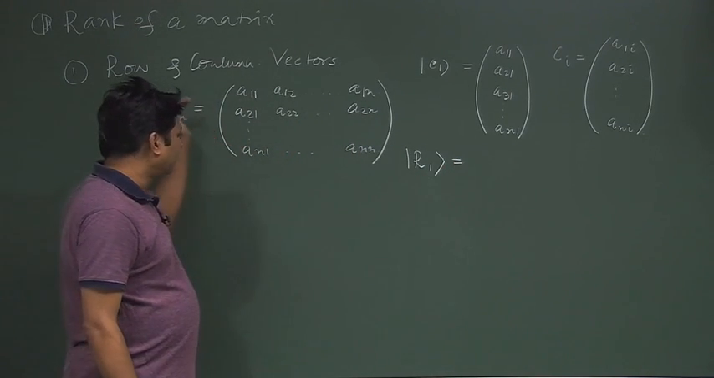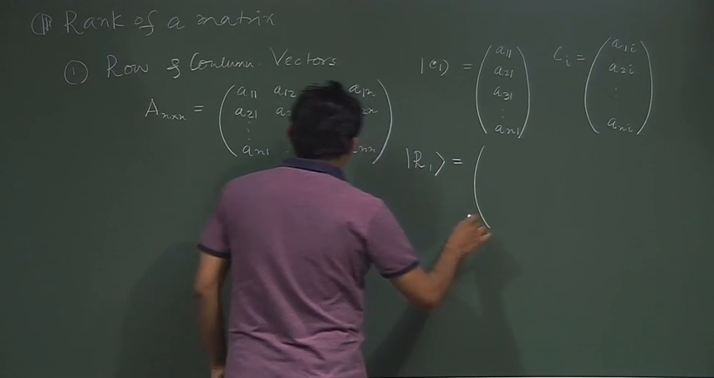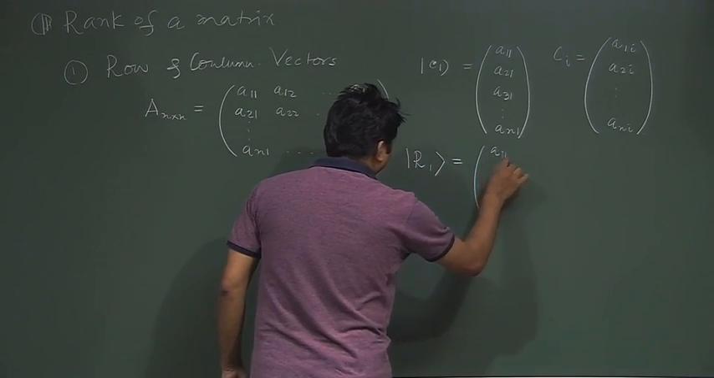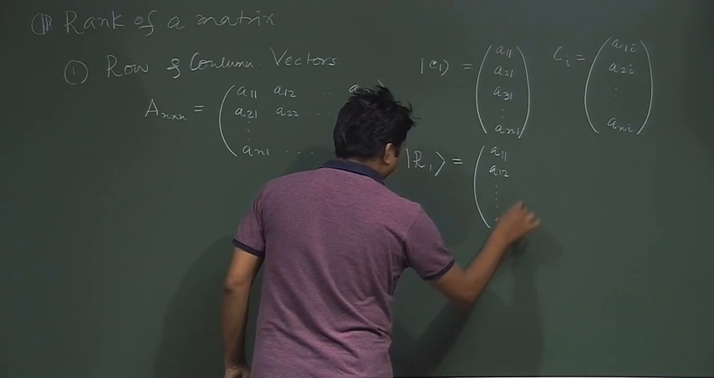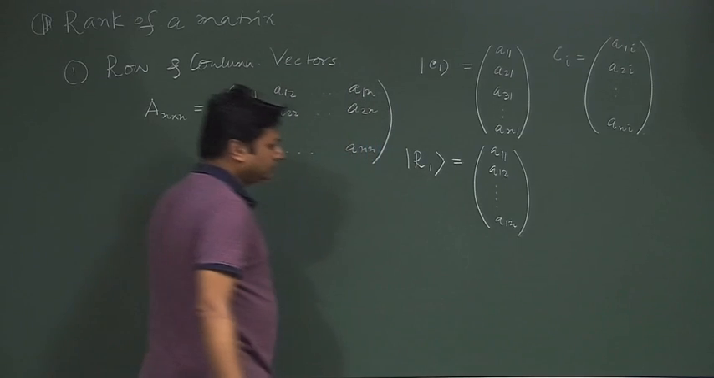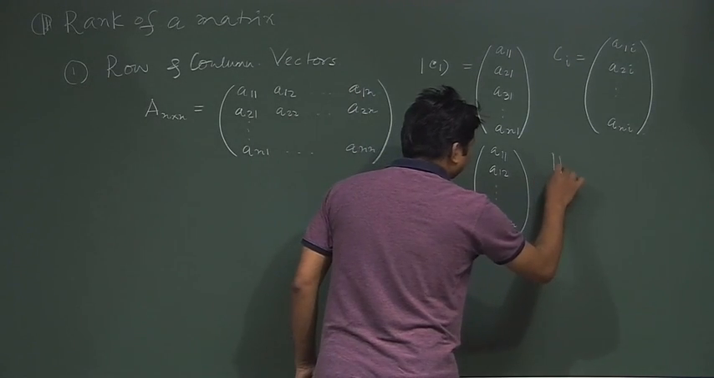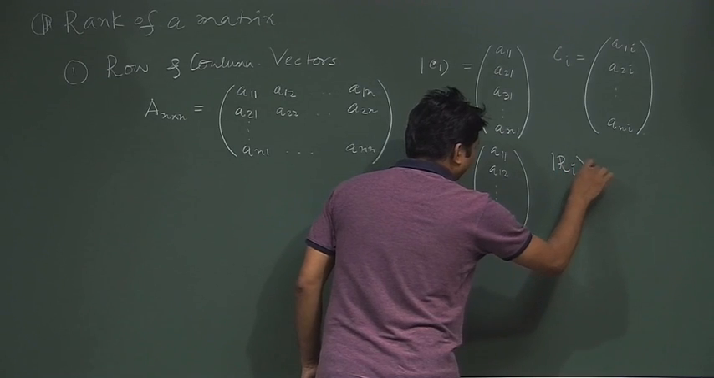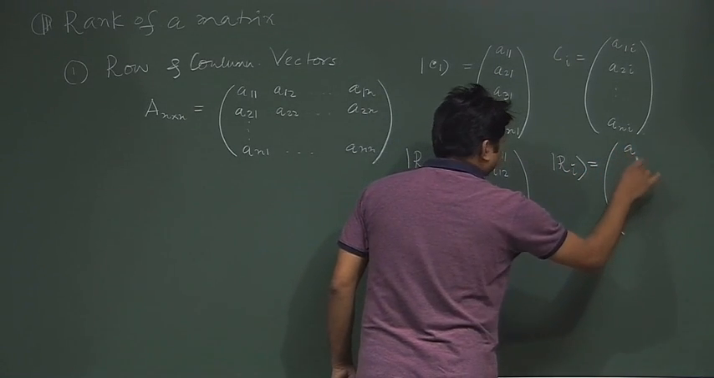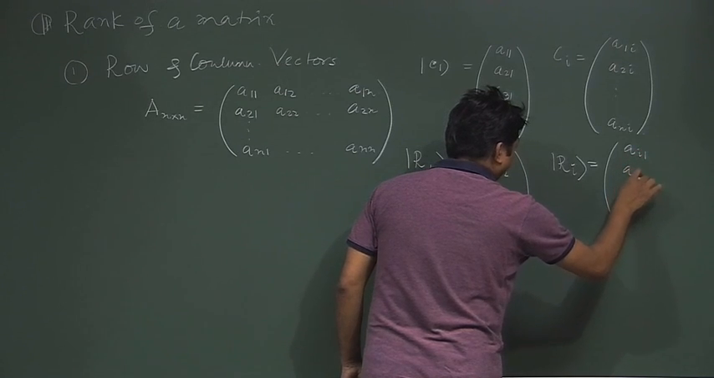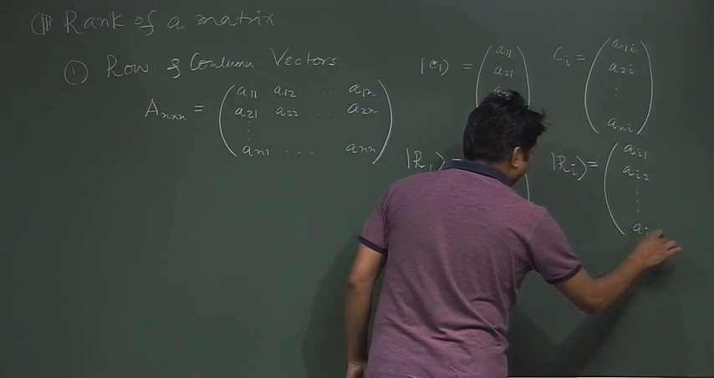R1 is the first row, that means this one I would like to write, and it will be something like A11, A12, A1n in n-tuple form. In a similar way, if I write the ith row, it will be something like Ai1, Ai2, Ain.